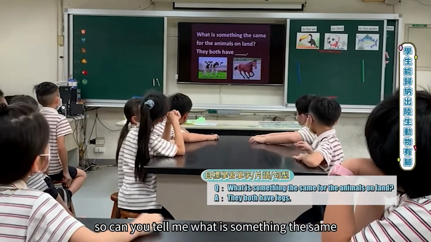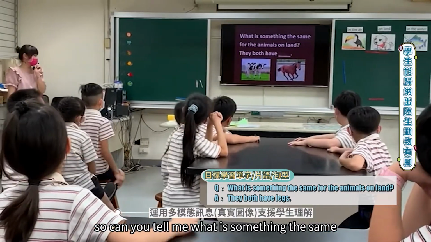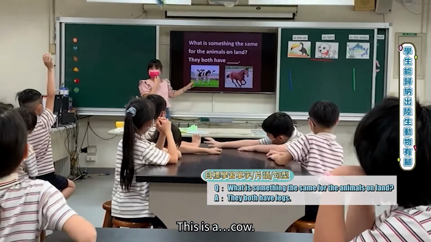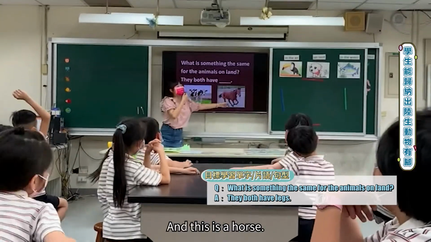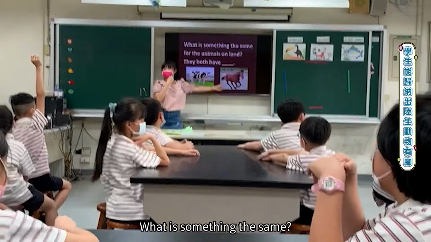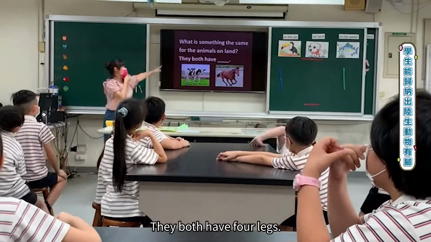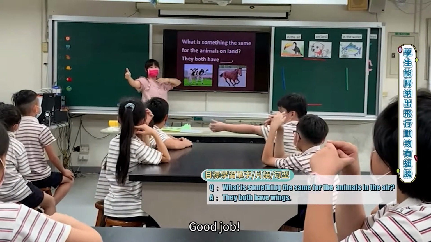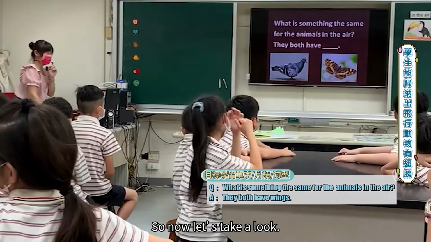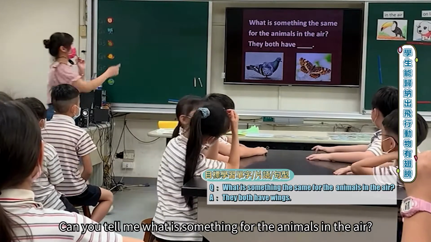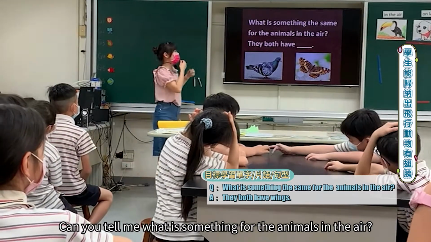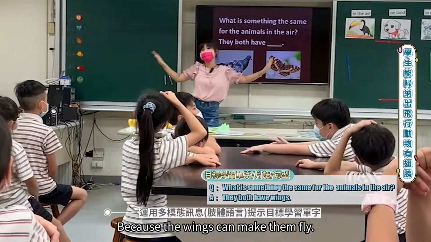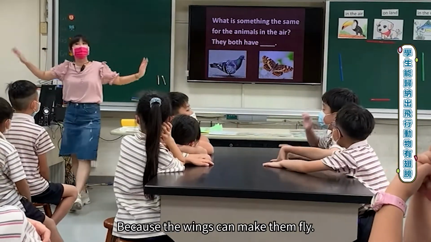Okay. So can you tell me what is something the same for the animals on land? This is a cow and this is a horse. What is something the same? They both have four legs. Good job. So now let's take a look. Can you tell me what is something the same for the animals in the air? They both have wings, because the wings can make them fly.